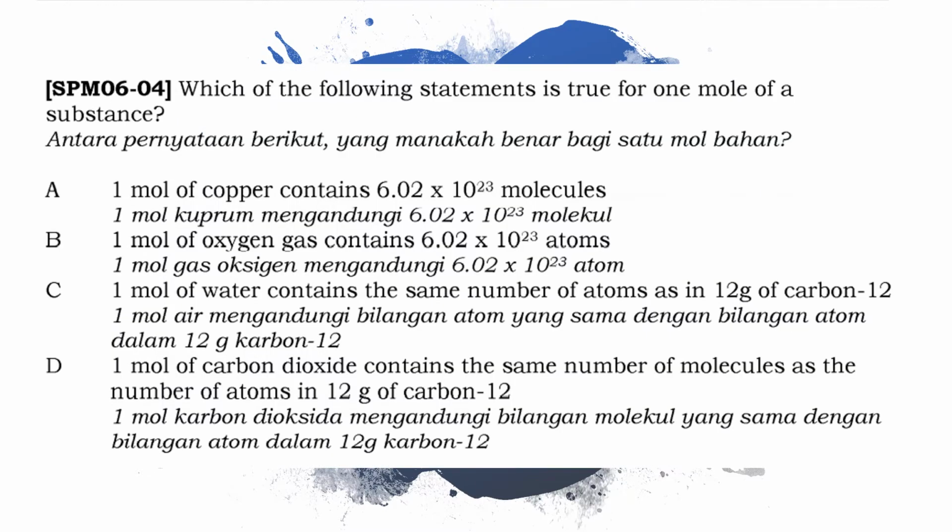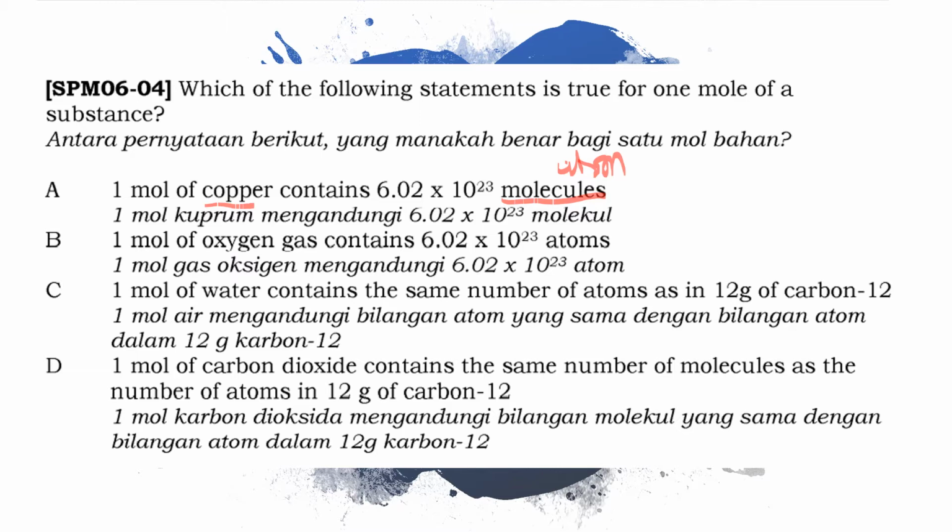Okay, let's see this question. Which of the following statements is true for 1 mole of a substance? Answer A: 1 mole of copper contains 6.02 times 10 to the power of 23 molecules. So we have copper here and the particle is molecule, so it's wrong. Why? Because copper is an element, so the type of particle should be atom. So A is wrong because of the word molecule there.